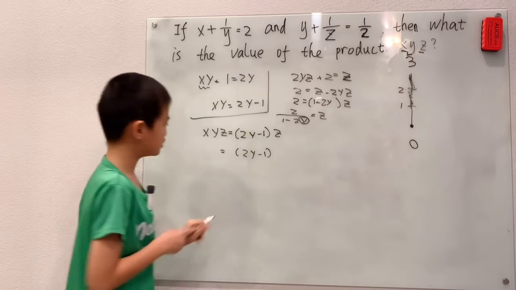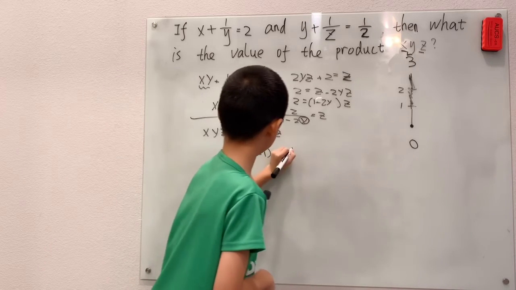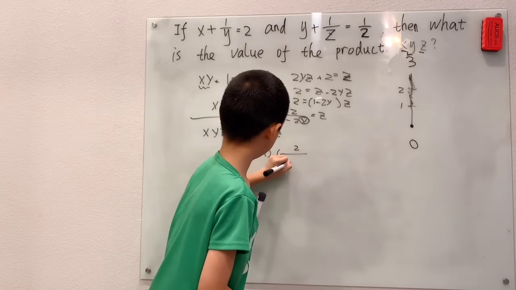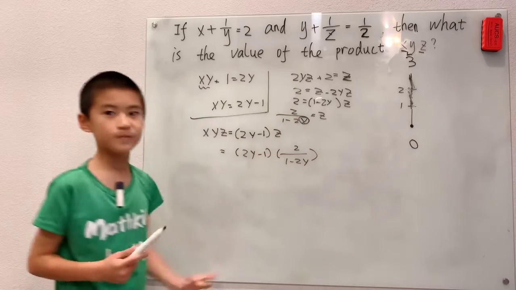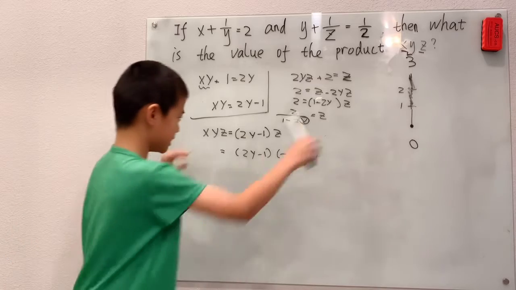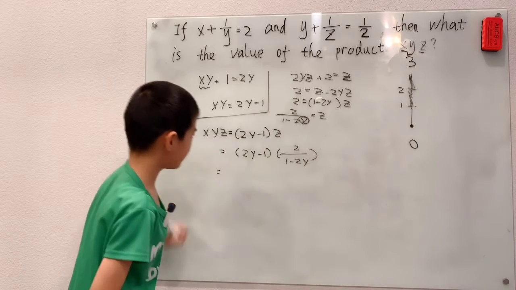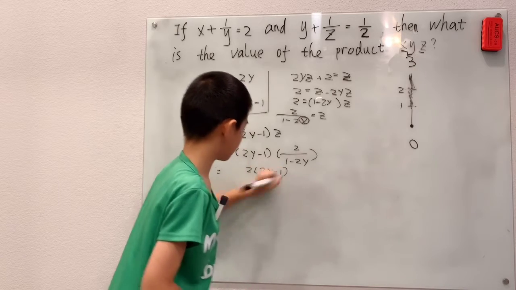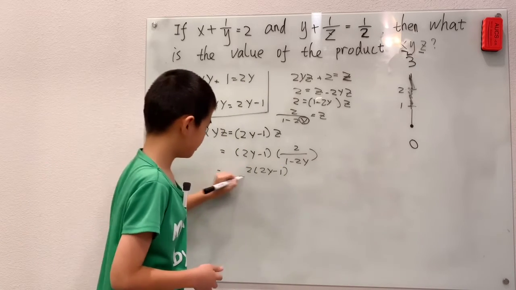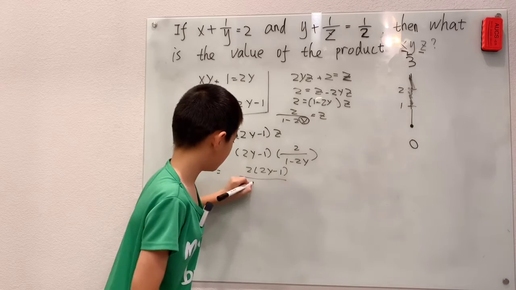So we have (2y - 1) times 2 over (y - 2y)... 1 minus 2y. And then we just multiply these together. We get 2 times (2y - 1) in the numerator over (1 - 2y).